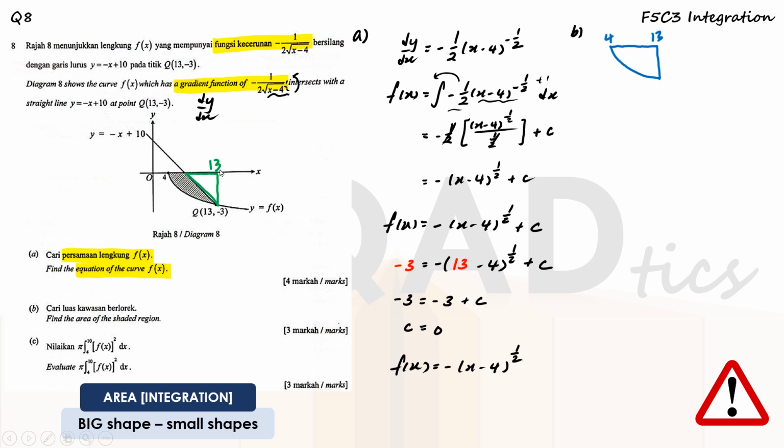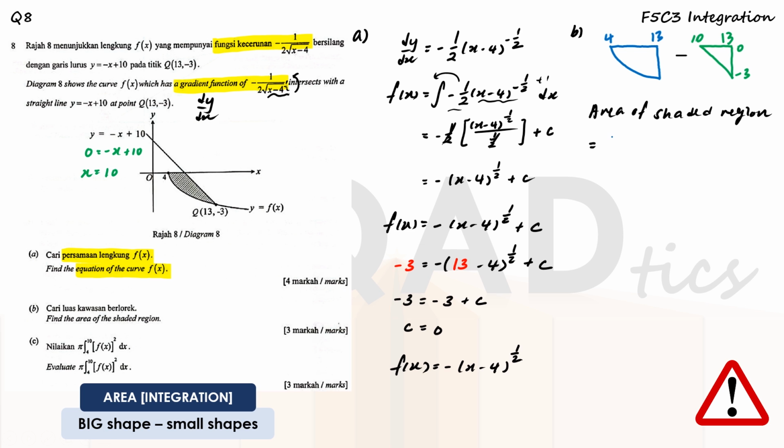So this one is 13. Okay, and this one is this line's x-intercept, so we need to put y equals to 0, so this would be 10, and here the points would be 0 and -3. Okay, so we have already found the points, and then later on we can find the length. Okay, so to find the area of the shaded region, we need to minus these two areas.